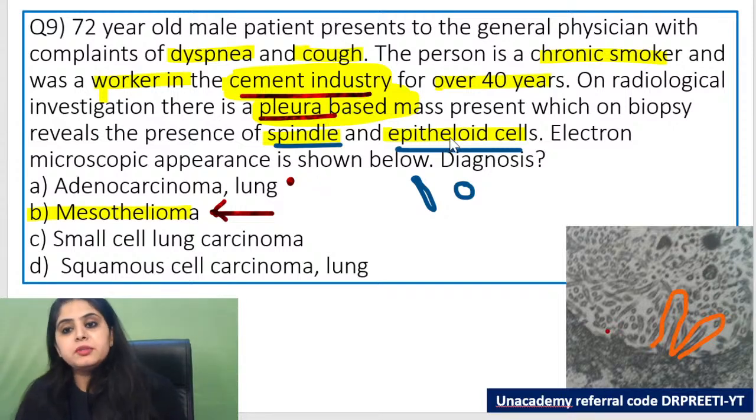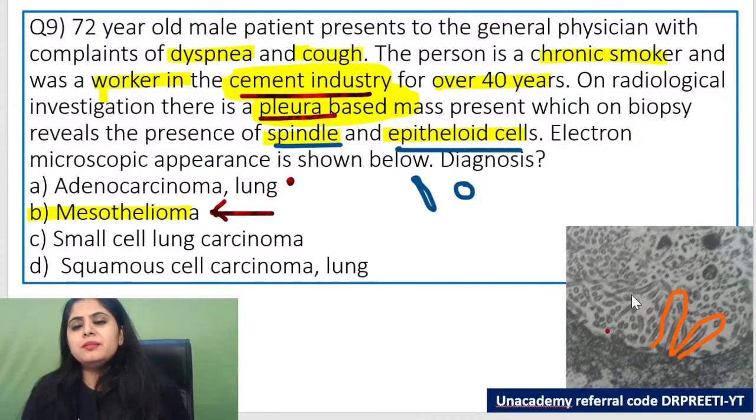Spindle cells and epithelioid cells. That was another hint that mesothelioma was given. So ultimately, like I say, many questions are solved based on your history. Electron microscopy, we call it an adjunct.